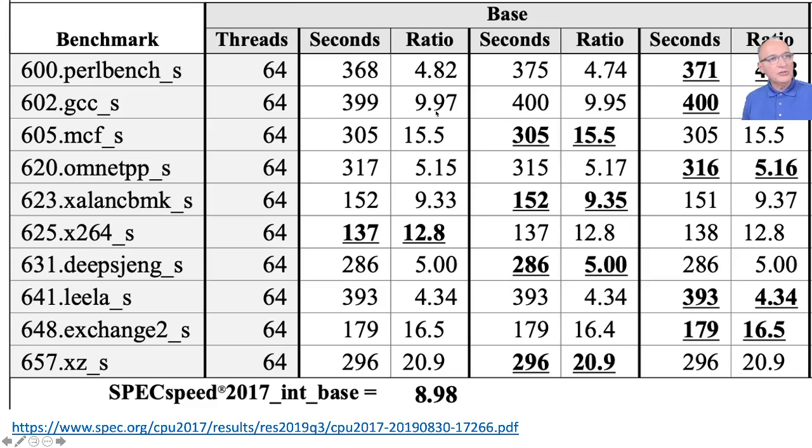So the higher the ratio, the faster the program is. And it will give you the number of seconds in the base machine and the ratio for each one of them. So the SPEC ratio will be the reference time divided by the execution time. And the SPEC speed for this machine for the base, where base means that you cannot be turning specific flags in your compiler, for example, was 8.98.